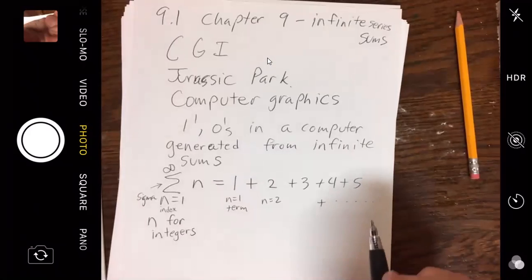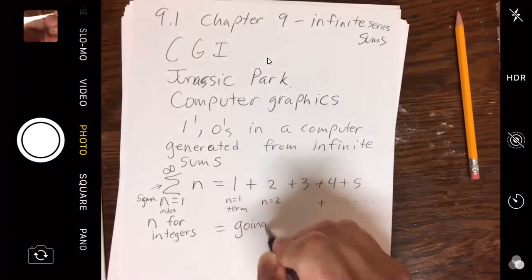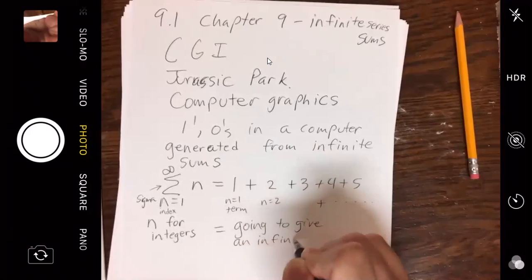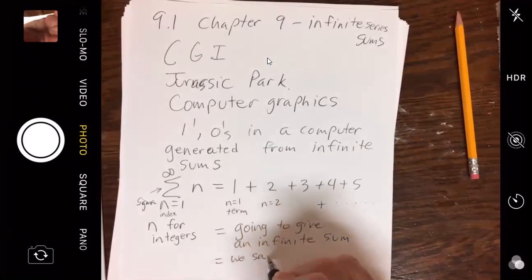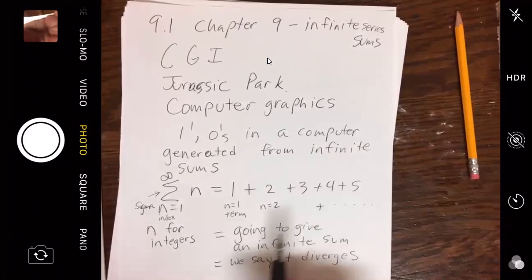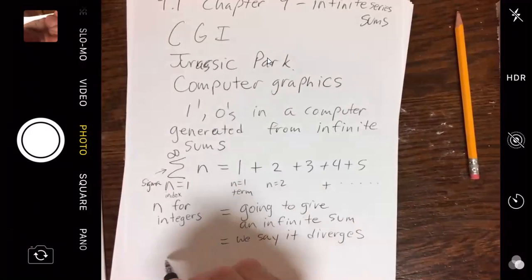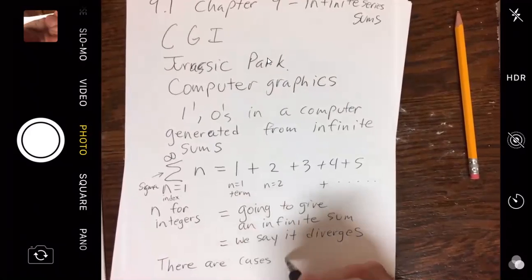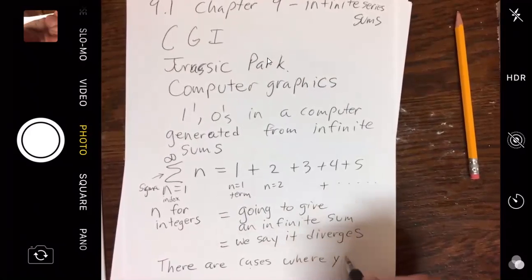Okay. Well, can you tell this is going to give an infinite sum? And therefore we say it diverges. Something like this wouldn't be used to generate a computer dinosaur. There are cases where you get finite sums.